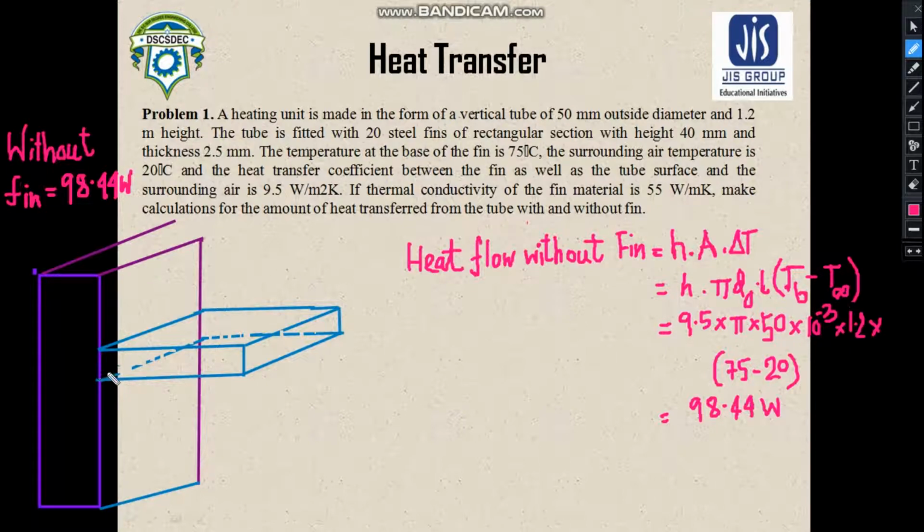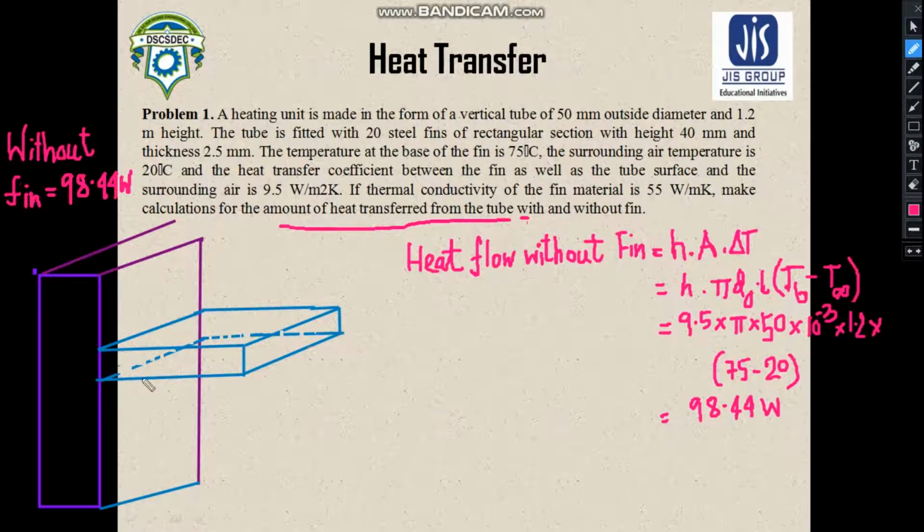But to make yourself understand regarding the area of unfinned surface and the finned surface, I have drawn this, which can always be applied to the cases of cylindrical fins also. Okay, so let us start with the problem. You have to calculate the amount of heat transferred from the tube with fin and without fin. So let us first start with the calculations of heat flow without fin.